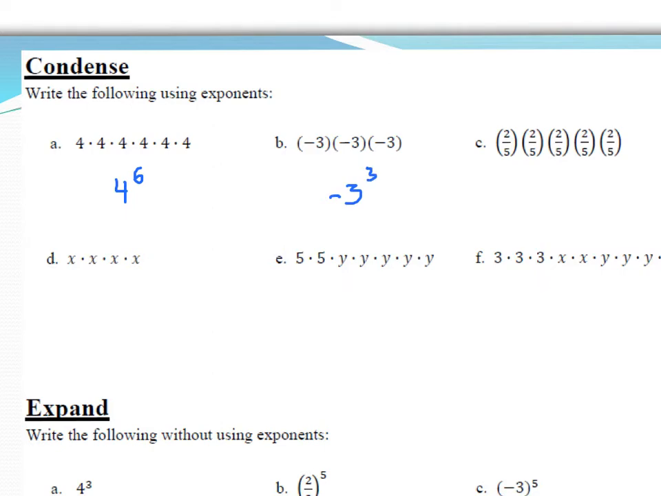Next one, we have a fraction. 2/5 times 2/5 times 2/5. What's the base? The base is 2/5. I'm just going to write parentheses around it, because I'm taking 2/5 and raising it to some power. I'm multiplying it by itself 5 times. So that means the base of 2/5 is being taken to the 5th power.